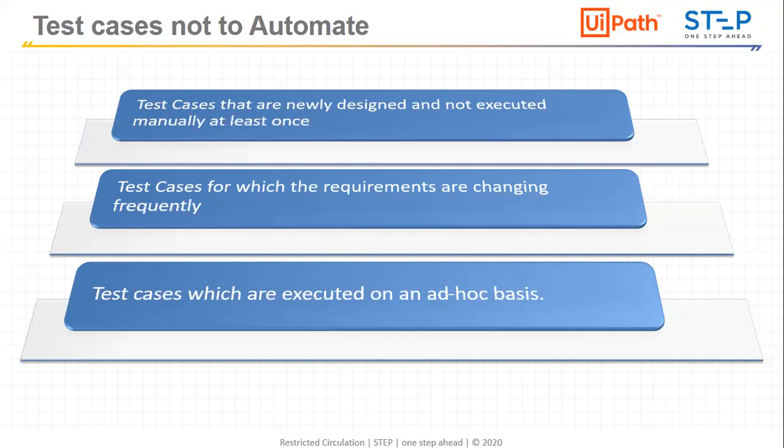Automation strategy or automation scope should be clear, the milestone should be clear, and the goal should be clear. So ad hoc testing cannot be automated, because we are not sure what we have to do in that particular testing.